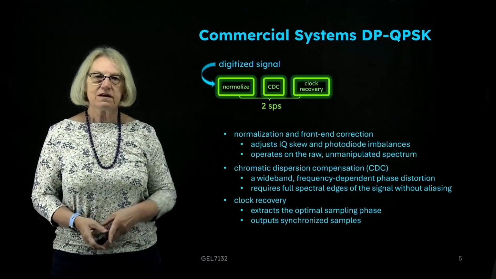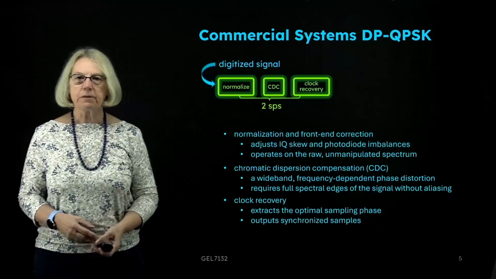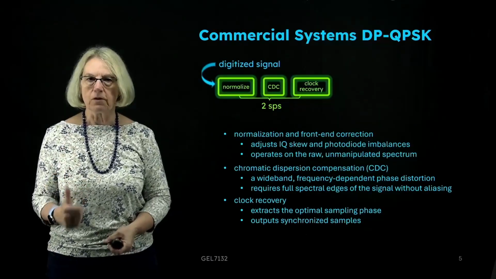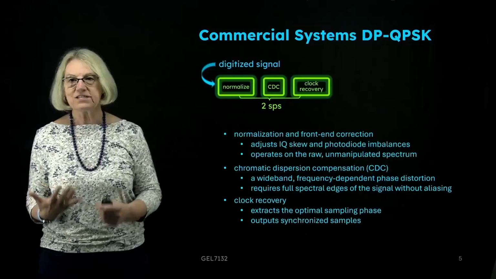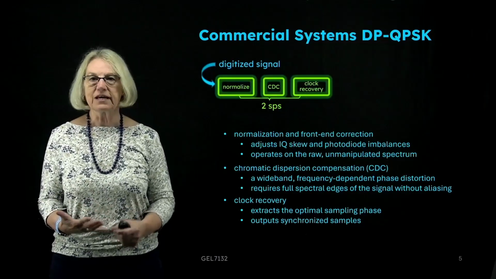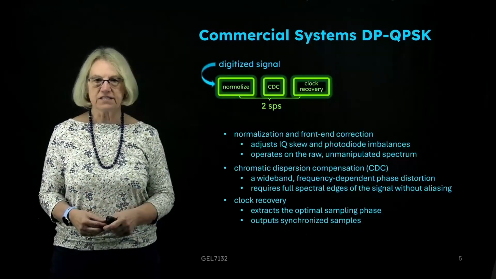Now these operations generally take place at 2 samples per symbol. Especially for clock recovery, it's really important that we have at least 2 samples per symbol to make sure that we can get very robust recovery of the timing.